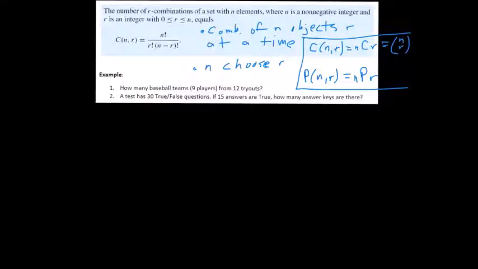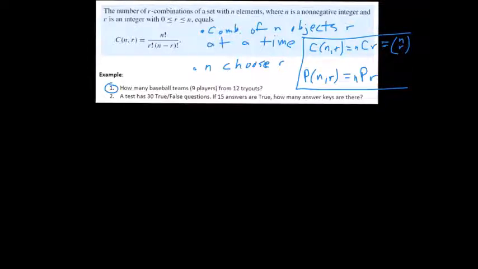Okay, let's do some examples. Okay, so we're going to do example 1. In this problem, there are 12 people trying out for a baseball team, and they can only take 9 players. So 9 of those 12 people are going to be on a team. And the question is, how many different teams can they make?